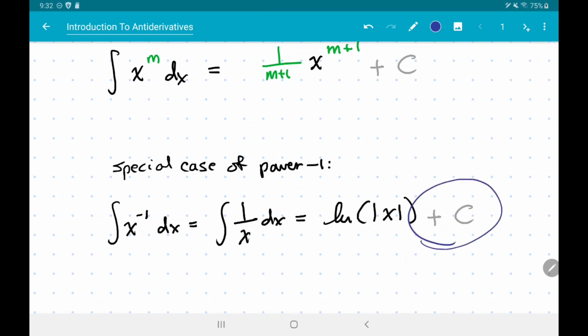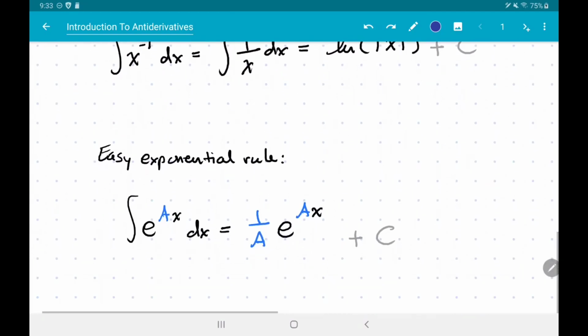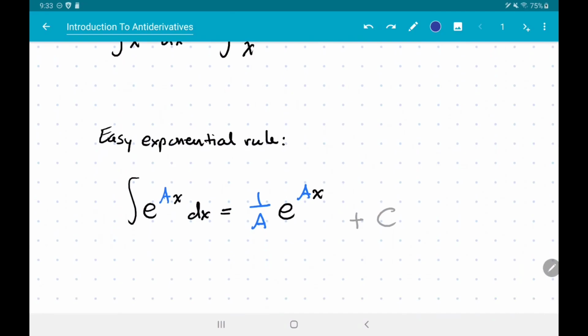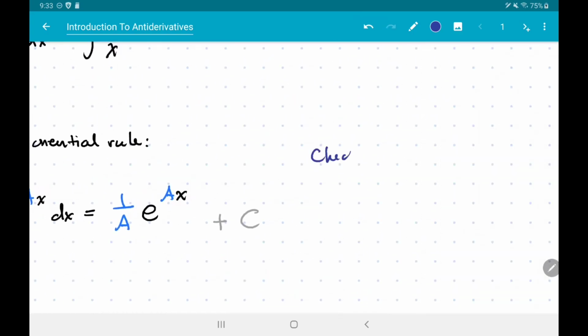And again, I've written the plus c here in gray because sometimes it's written in the table of rules and sometimes it isn't. Okay, well, for the exponential rule, I'm going to do only some very simple examples with the exponential rule. The antiderivative of e to a power that is a constant times x is 1 over the constant times e to the constant times x. Now let me show you how to check this.